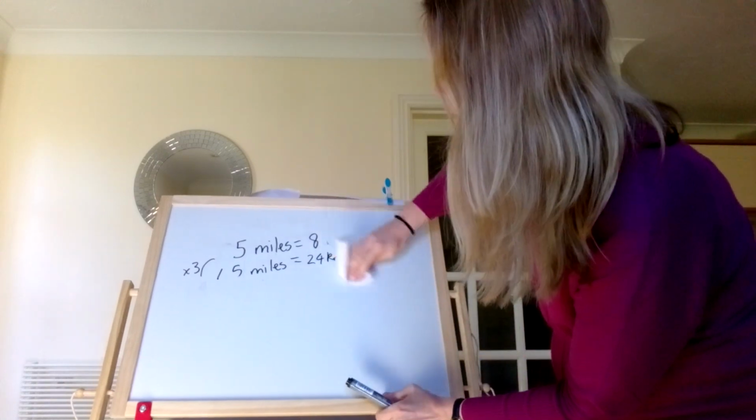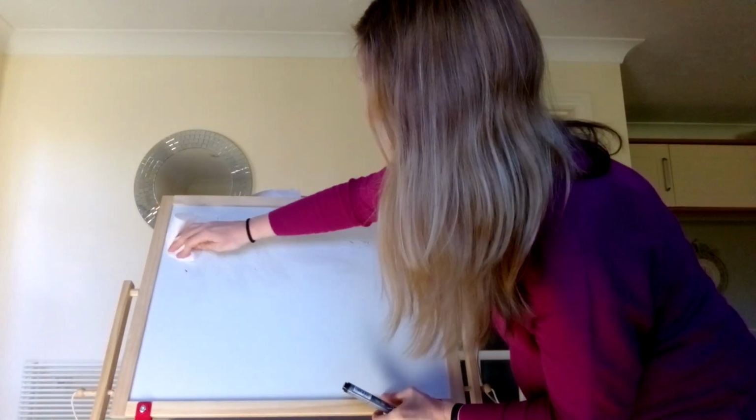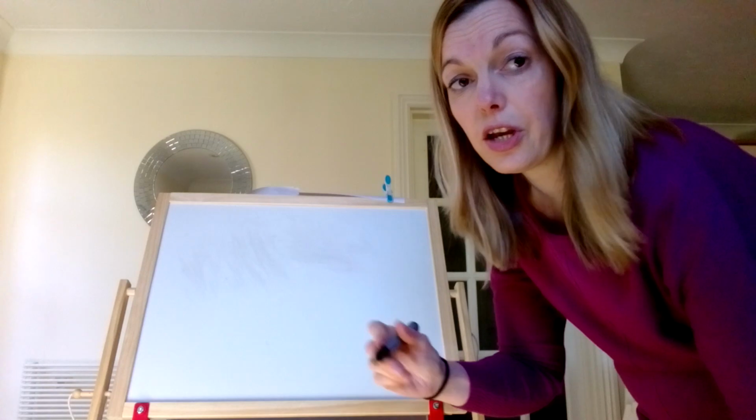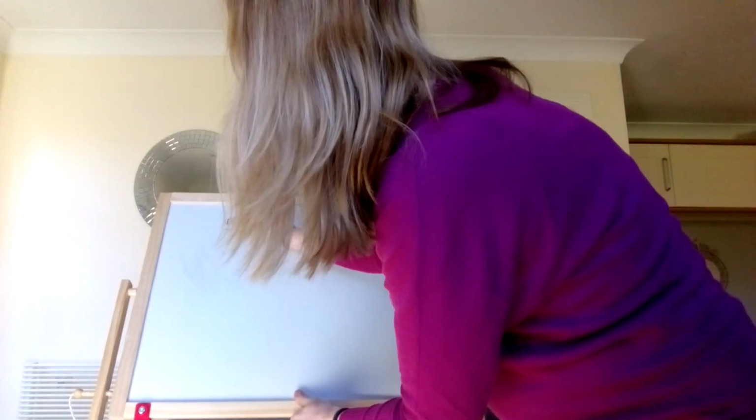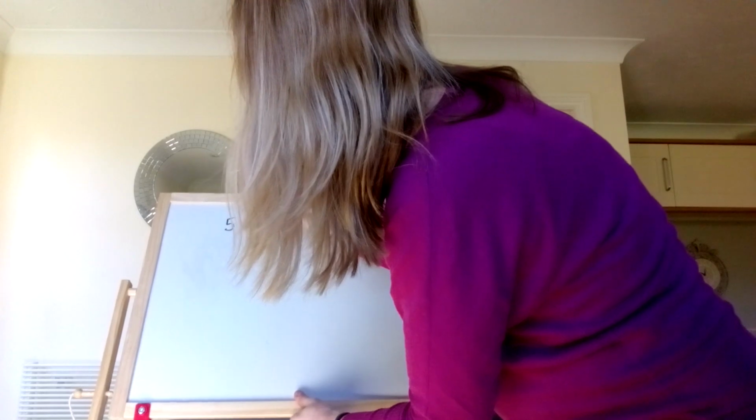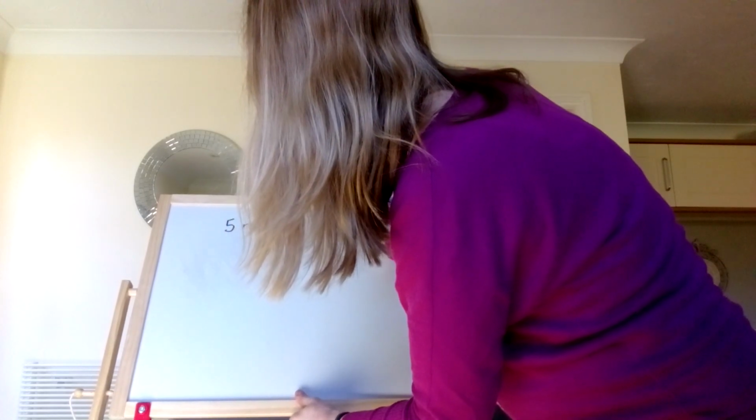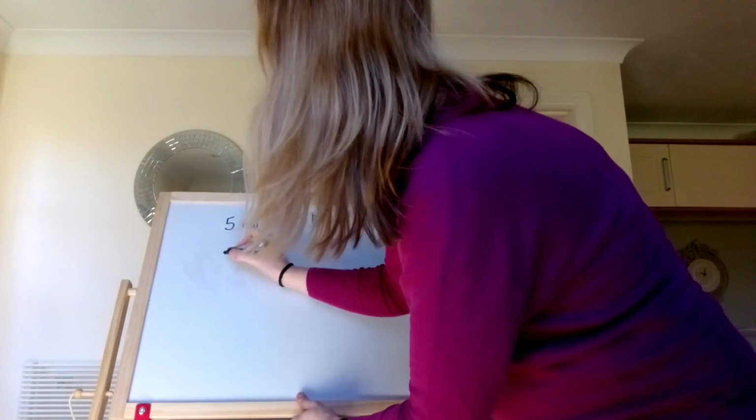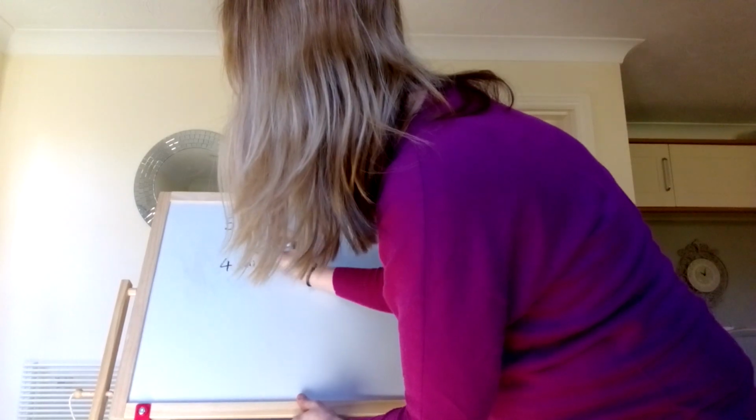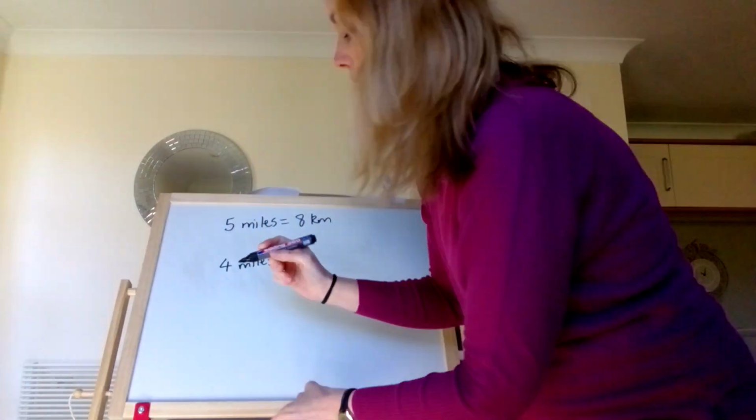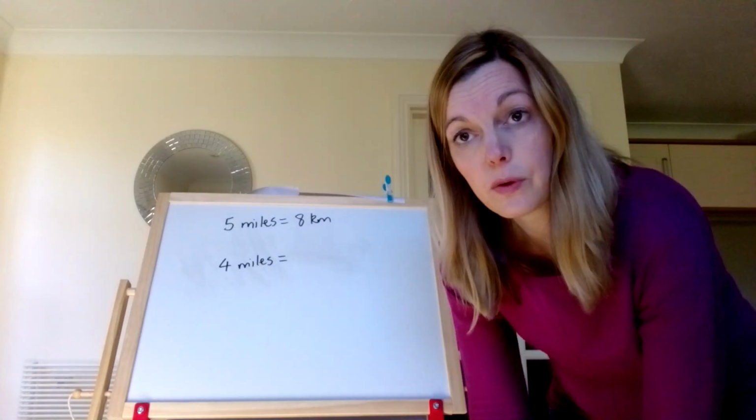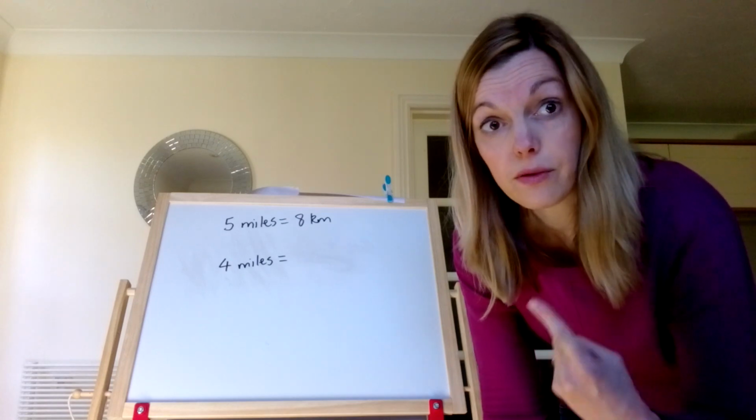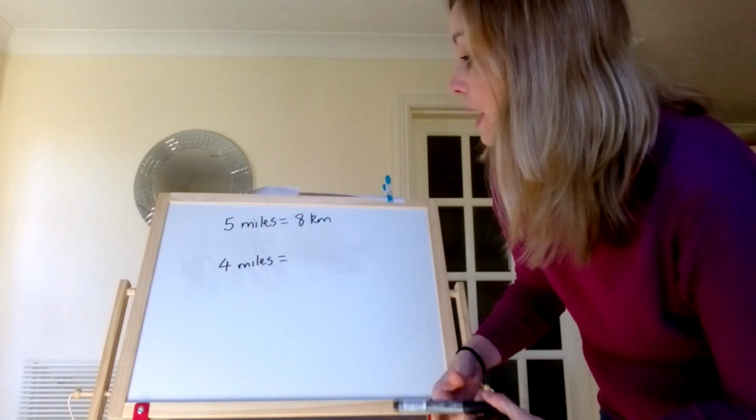It gets a little bit trickier if you got a question that asked you for a slightly less straightforward conversion. So again, I'm going to put up here 5 miles equals 8 kilometres. But what if the question asked you how many kilometres there are in 4 miles? Now, the easiest thing to do is to break this question down and think, okay, could I work out how many kilometres are in 1 mile? Now, I know that 5 miles equals 8 kilometres.